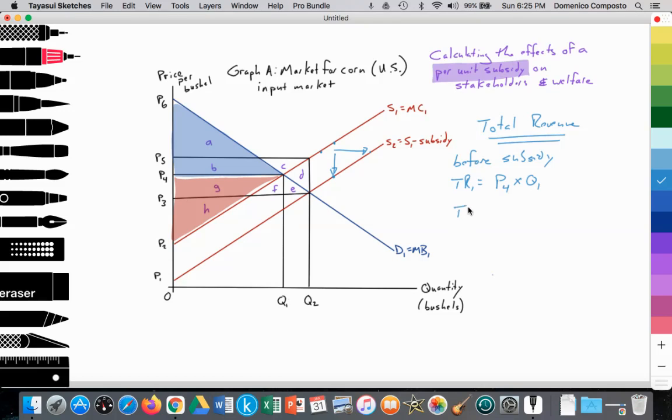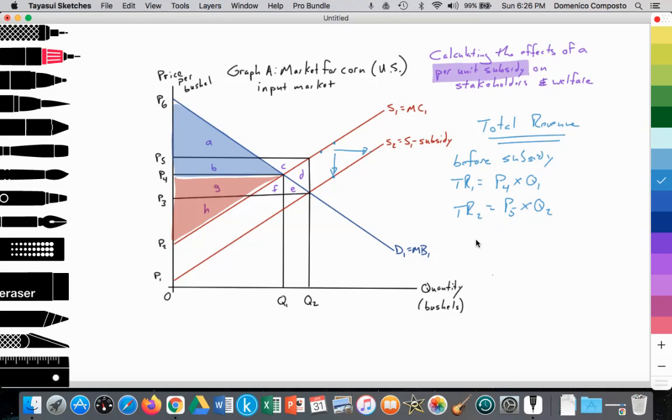And then with the subsidy, total revenue with the subsidy is now equal to the higher price received by the firm, P5, times the increased quantity being supplied. So P5 times Q2. All right, and we can see that the total revenue with the subsidy for the firm is greater than what it was in the free market. And then we can calculate what the change is. Total revenue 2 minus total revenue 1 to see the increase in the level of total revenue to the firm.